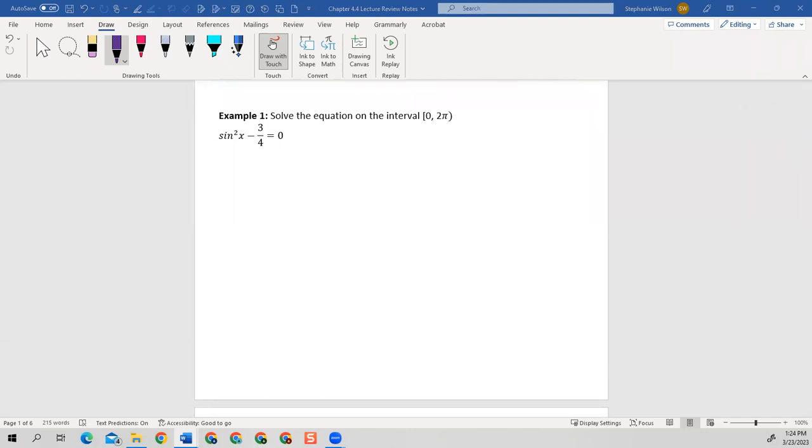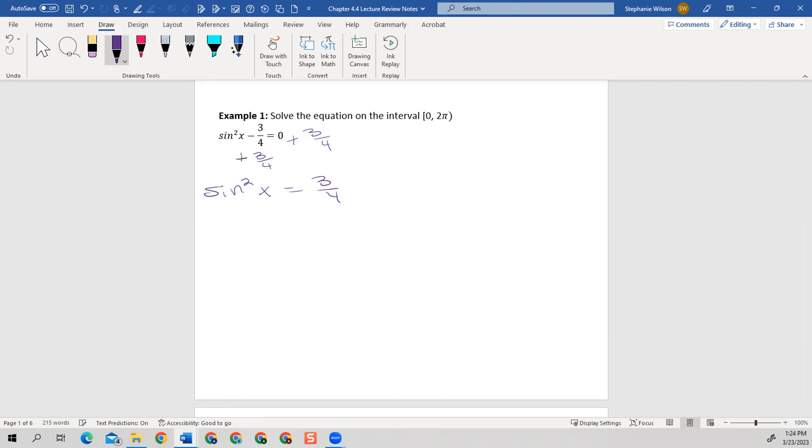Example one says solve the equation on the interval of 0 to 2 pi. So we are talking about radians here. So let's solve for it. We need the sine by itself. So I'm going to add this negative 3/4 to both sides. So it gives me sine squared of x is equal to 3/4.